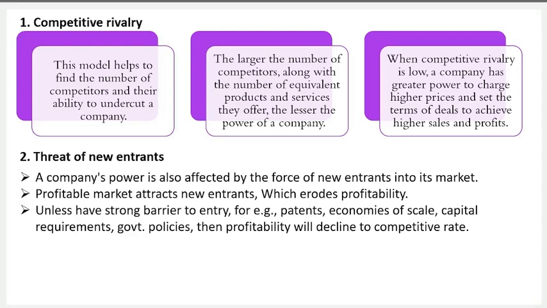Government policy. In some segments, the government also puts barriers to entering the market, and then the profitability will decline to the competitive rate. If patents, economies of scale, capital requirements, and government policy are there, these are strong barriers to entry, then the profitability will slowly decline. I mean, come down to the competitive rate.